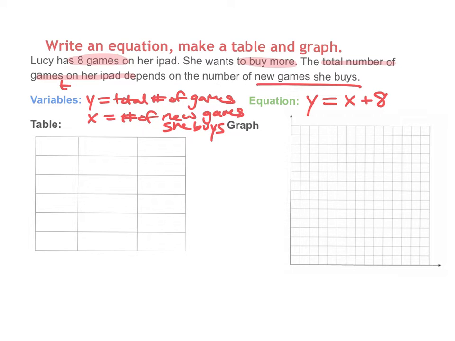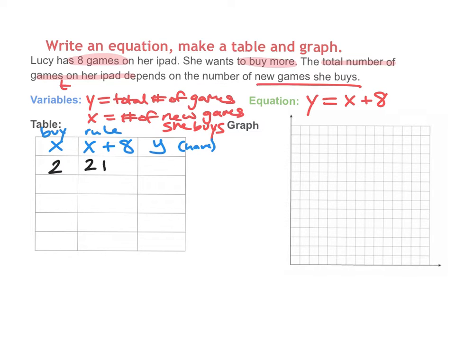So let's make a table to figure this out. So I know that x is the number of games she's going to buy, and then how many games she has, her total, will depend on that. And we know that what we're doing in the middle here is going to be our rule, the number of new ones she buys plus the 8 she already has. So what if she went to the store then? We'll fill in my table. What if she went to the store and just bought 2?